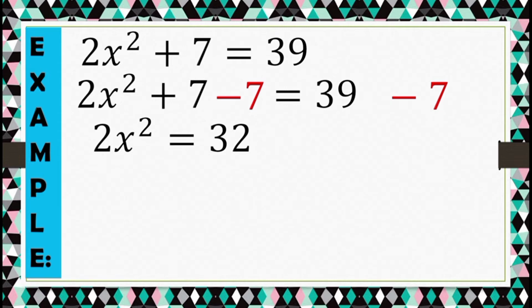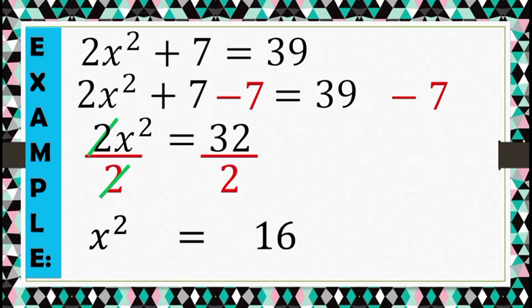But then again, this form is not yet in x squared equals k because we still have 2 as the numerical coefficient of our quadratic term. So we need to get rid of it by dividing both sides by 2. Therefore, we will have x squared equals 16.